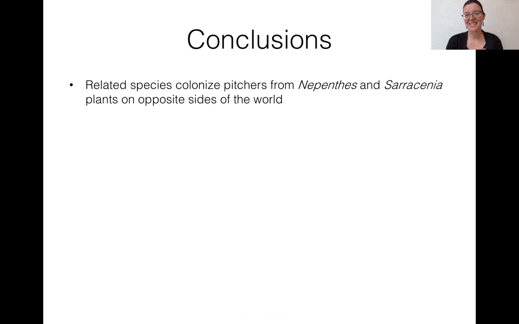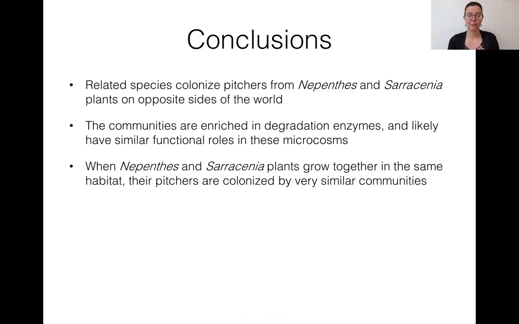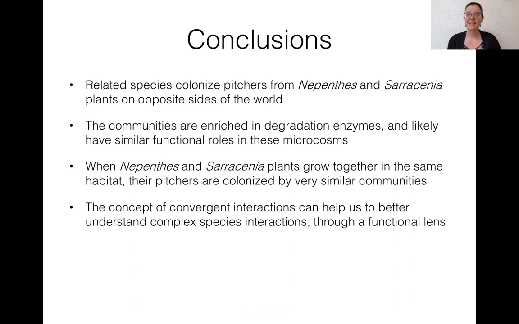So from these experiments, we saw that related species colonize pitchers from Nepenthes and Sarracenia plants on opposite sides of the world. The communities are enriched in degradation enzymes, and they likely have similar functional roles in these little ecosystems in the pitchers. When Nepenthes and Sarracenia plants grow together in the same habitat, their pitchers are colonized by very similar communities. And this concept of convergent interactions can help us to better understand complex species interactions and look at it through a functional lens.